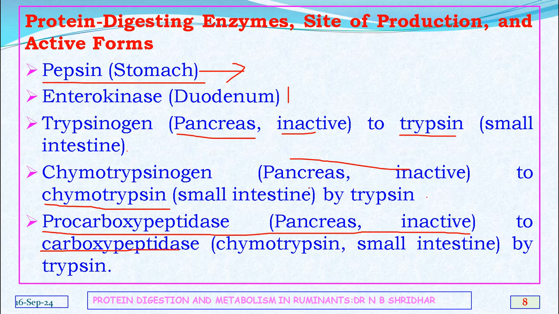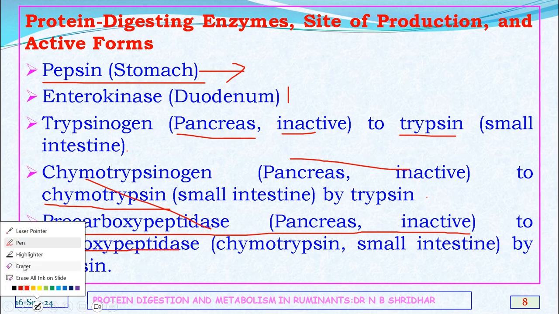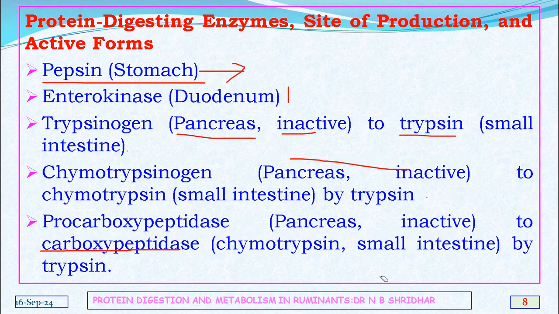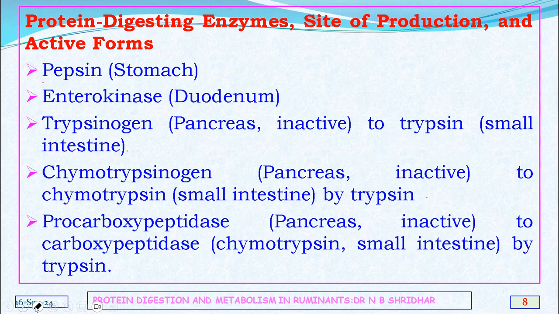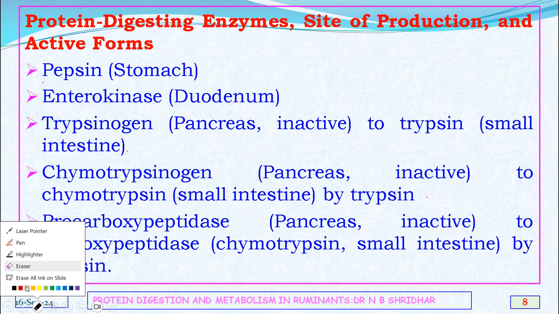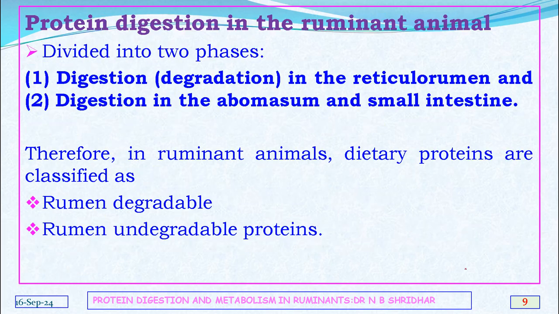Then by the chymotrypsin which is produced here, it is going to act in the small intestine, and also by the trypsin. So these are all the procedures which take place in the digestion of amino acids, where different proteins are being digested.